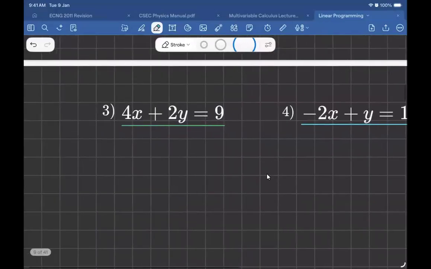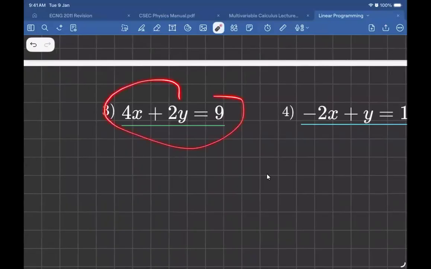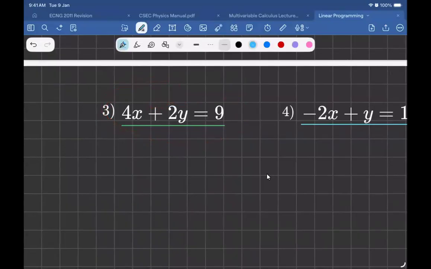Right. So Sahara, how would I sketch this line? Could you repeat that? How would I sketch this line? I believe this was homework. How would I sketch this line?